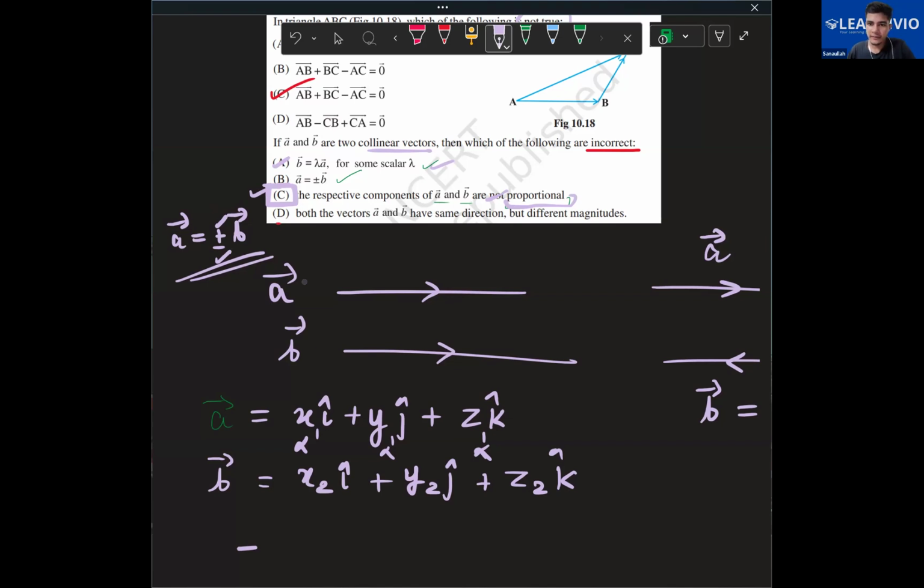Okay. Now both the vectors A and B have the same direction but different magnitude. Both the vectors are in the same direction. Okay, that is true, but different magnitude. Okay, tell me, is this option wrong? Yes, sir. Why? Tell me the reason. Because the direction can be opposite.